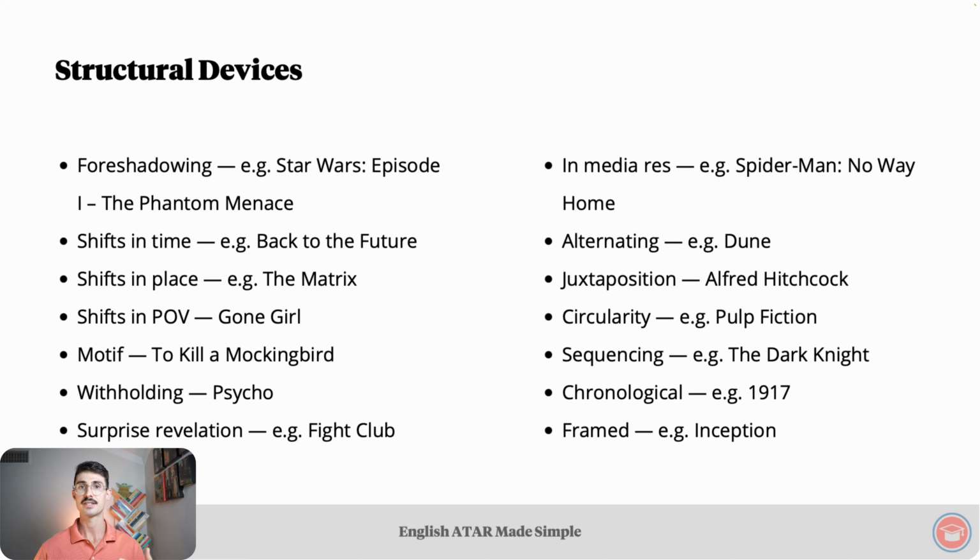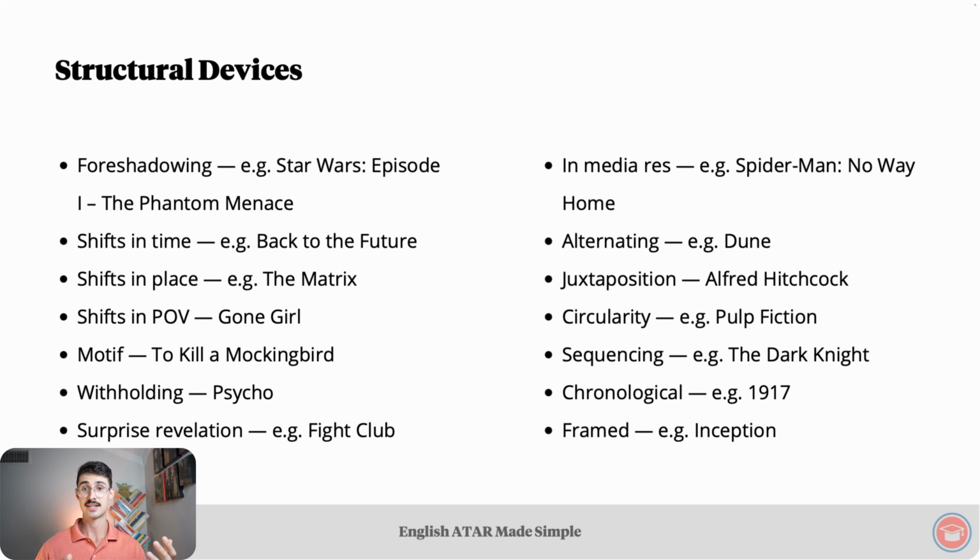Then in media res, beginning in the middle of the action, our example was Spider-Man: No Way Home. Alternating, we had Dune, gone through that example so many times, not going to go through it again. Juxtaposition, we had the example of that photo of Alfred Hitchcock going from him looking at a woman and her child to him looking at a woman sunbathing, and how they're using the same two images, but the one in the middle creates a completely different effect when you look at the last image.